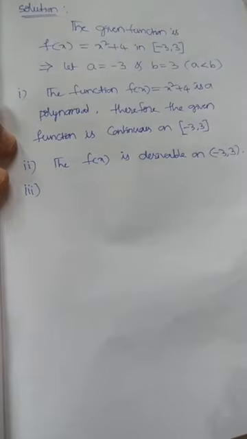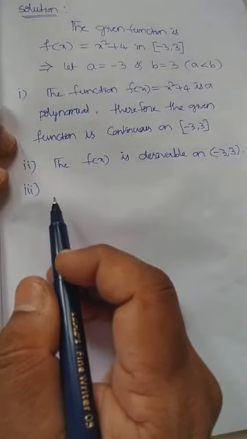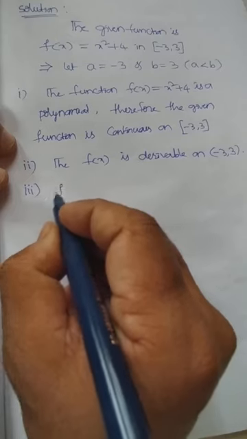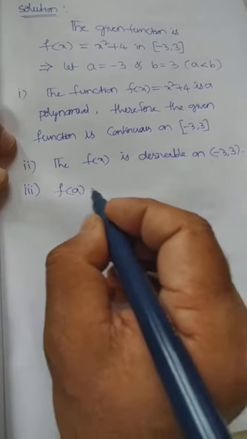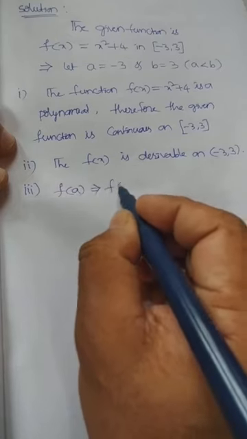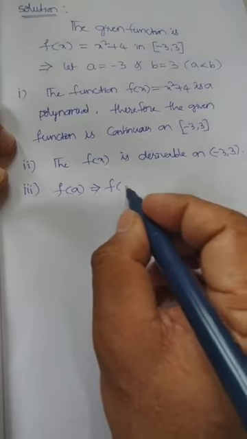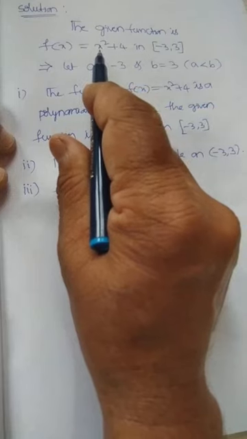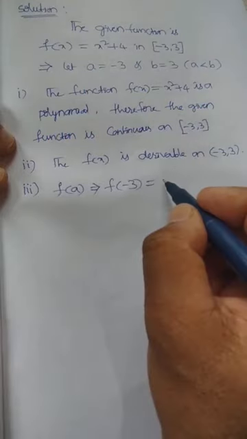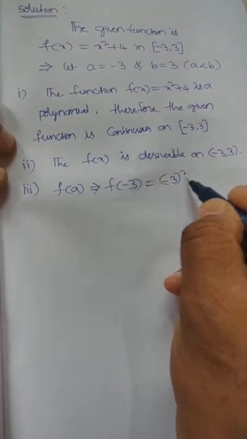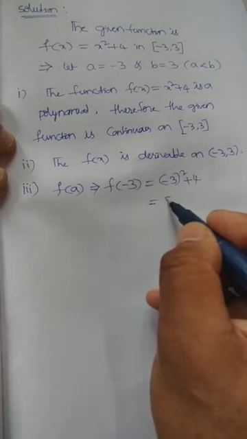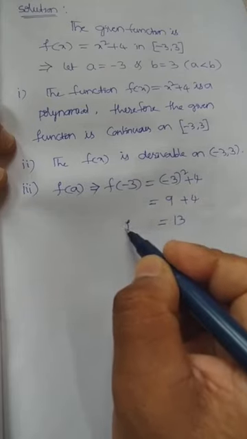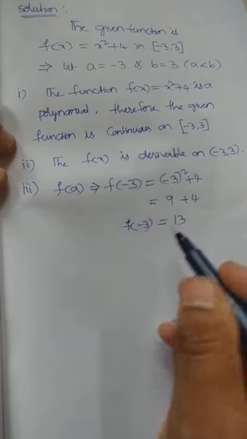So first we have to prove f of a is equal to f of b. So I am going to find the f of a value now. What is f of a? f of a means f of minus 3. So that is equal to, in place of x I am going to substitute the minus 3 value. Minus 3 square plus 4, that is equal to 9 plus 4, that is equal to 13. So f of minus 3 value I get is 13.